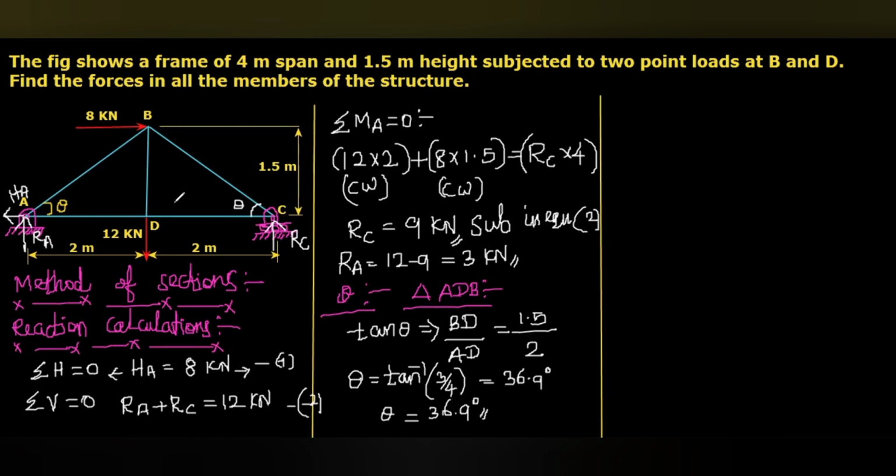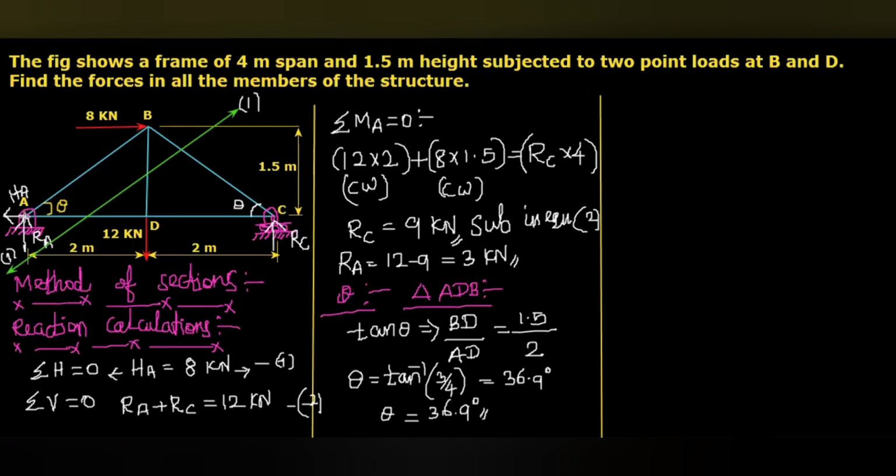Now, the method of sections. First, I am going to consider the section line 1, 1. It passes through the members BC, BD, and also AD. Here, it separates the entire frame into two segments. We can take the left side portion and the right side portion, and we can consider any one of the portions. Here, I am going to consider the left side portion.